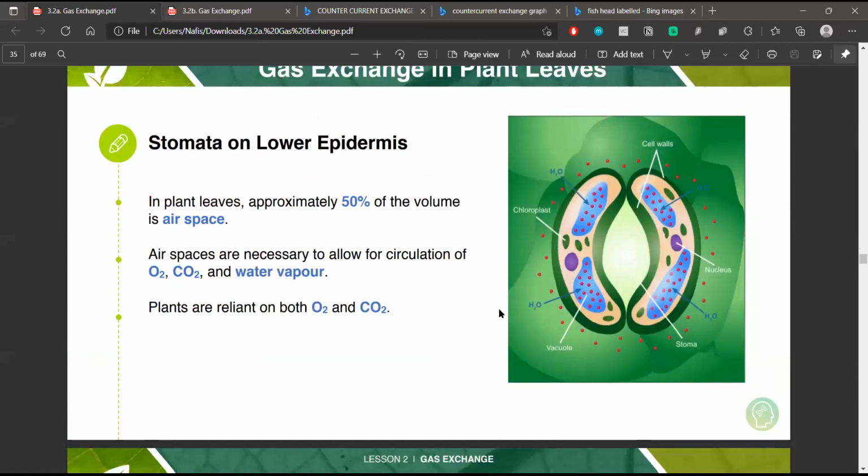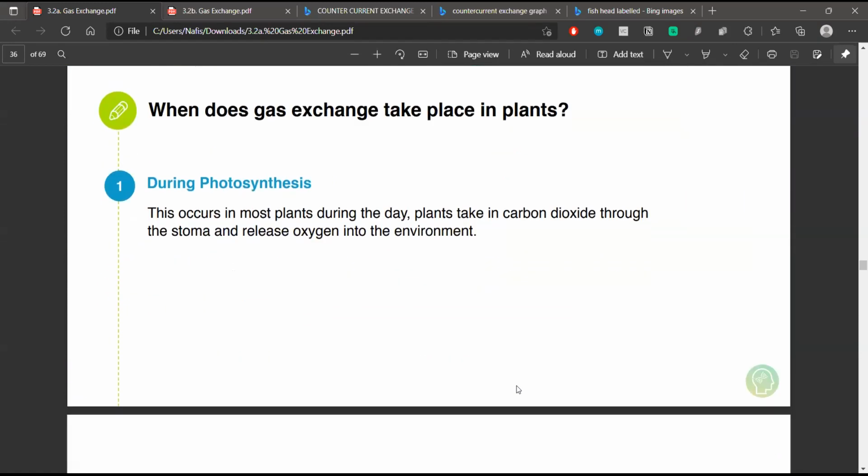In plant leaves, approximately 50% of the volume is airspace. Airspaces are necessary to allow for circulation of oxygen, carbon dioxide, and water vapor. Plant cells are usually reliant on both O2 and CO2.